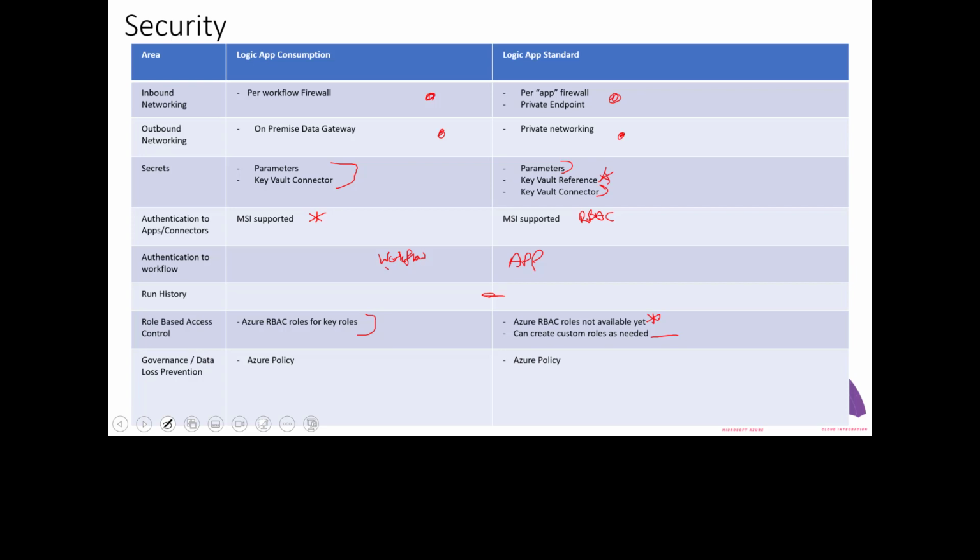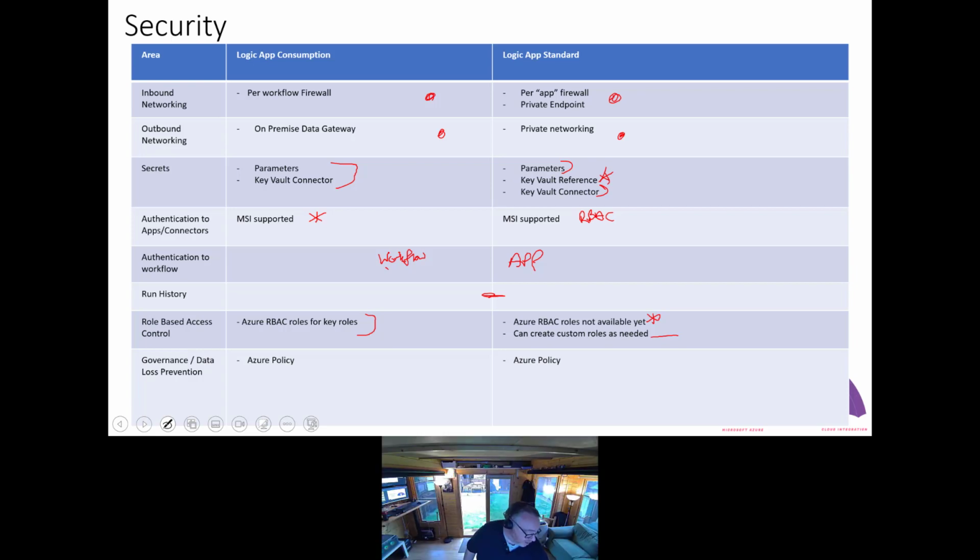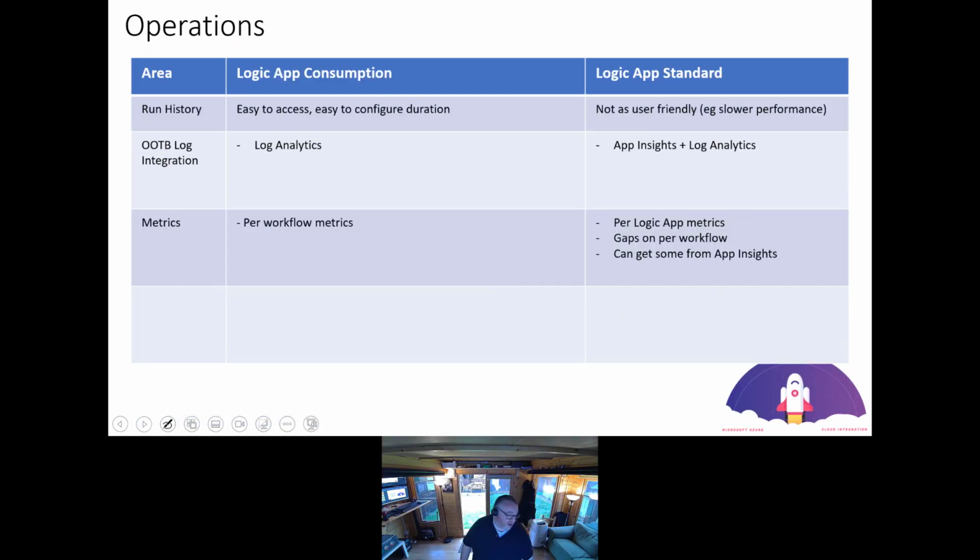Okay, operations. So run history, if you're a support operator. With Consumption, dead easy to use. You can configure it so that you've got certain lengths of duration that run history is kept for. So we've got a couple of interfaces. We lower that right down for some, others we increase it. Logic App Standard's pretty much the same.